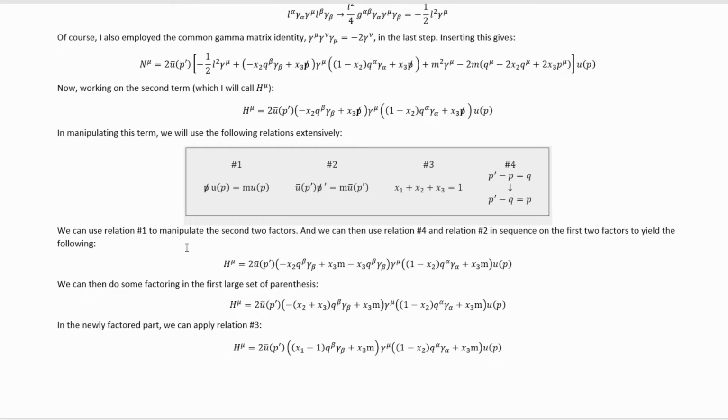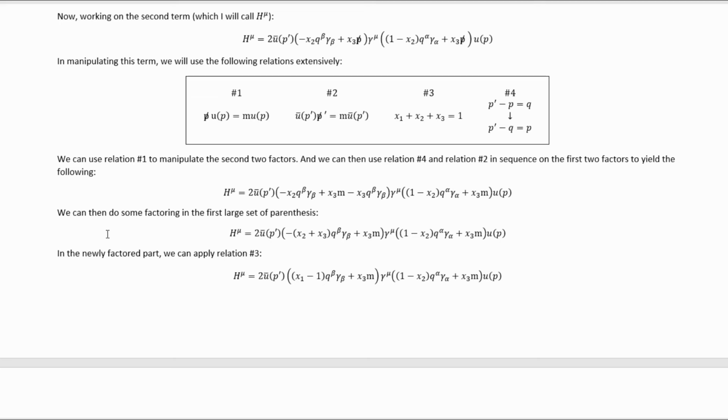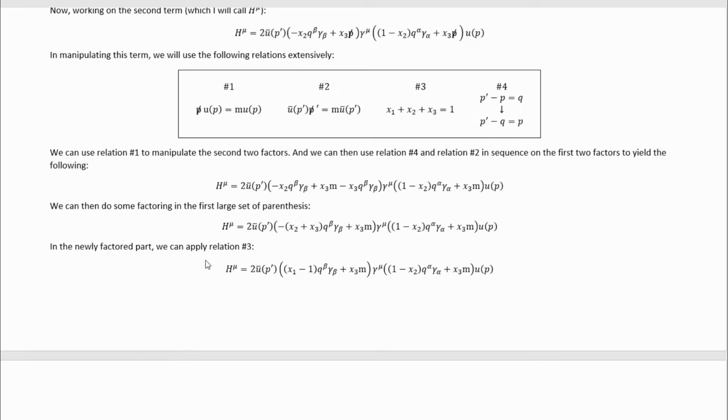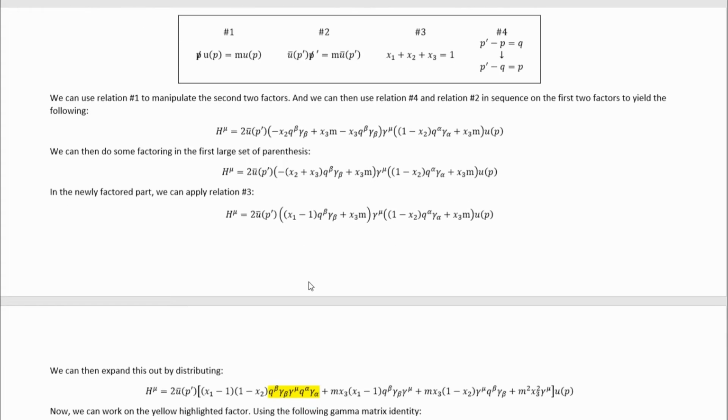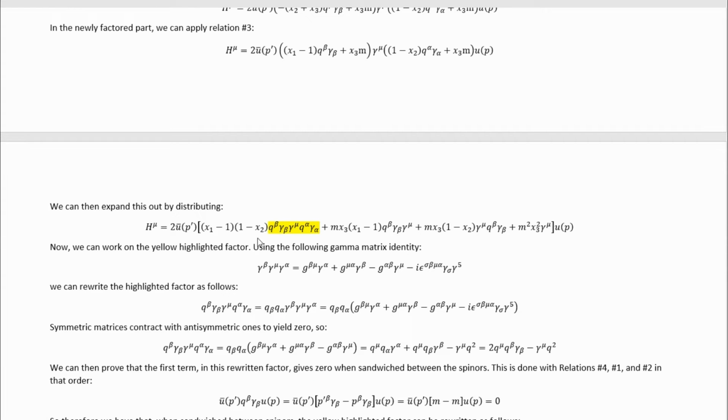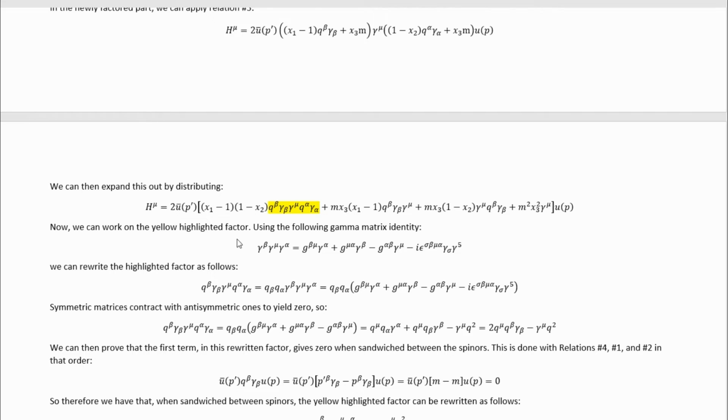We can use relation number 1 to manipulate the second two factors, and we can then use relation number 4 and number 2 in sequence to manipulate the first two factors, yielding this. So these are the second two factors, and these are the first two factors. I'm ignoring 2 when I say the first two factors. We can now do some factoring in the first set of parentheses and get to here. In the newly factored part, we can apply relation number 3, which allows us to exchange dependence on x2 and x3 for just dependence on x1 in these parentheses here. We can now expand this out by distribution, which gives us this. Now we can work on the yellow highlighted factor.